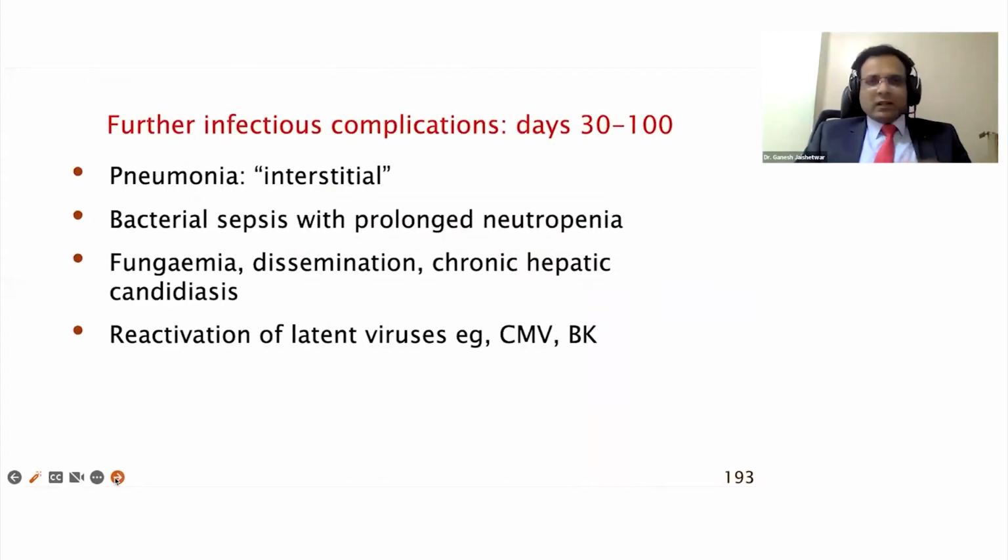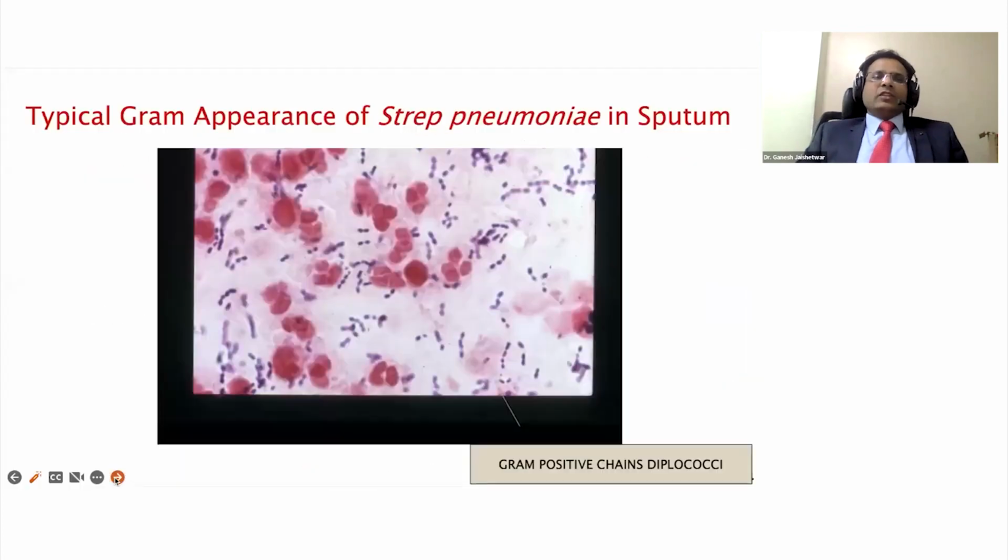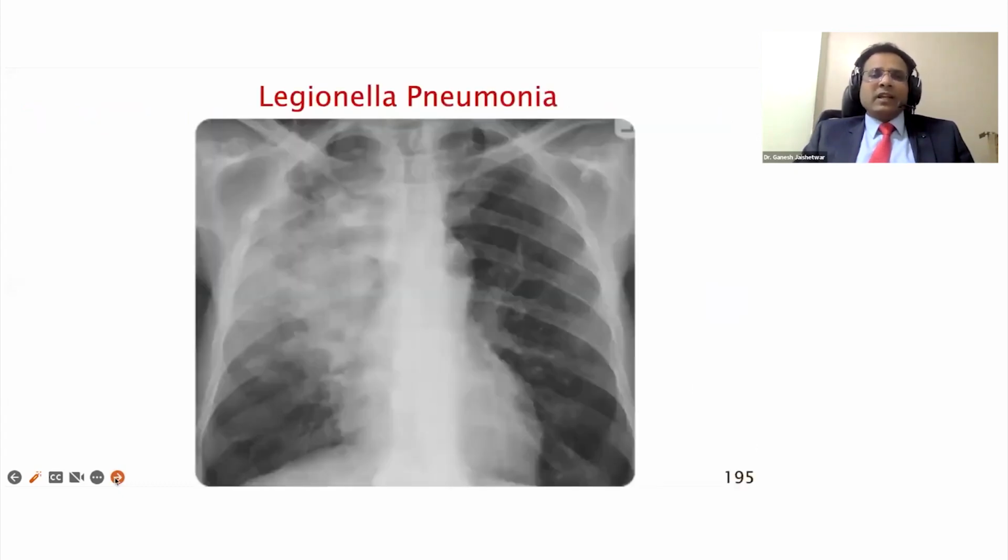So again, mostly these infections, just a few examples in our practice, like the typical gram appearance of Streptococcus pneumoniae in sputum, that is because of functional asplenia, as well as delayed immune reconstitution. Again, Legionella pneumonia, common, where the source is stored water or community acquired infections.